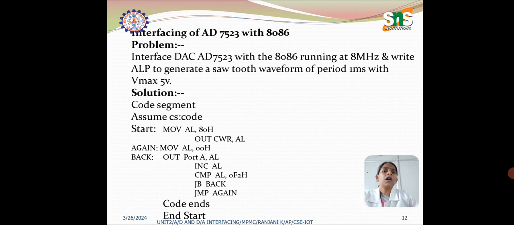Next is OUT CW, AL to write the control word to the 8255, and MOV AL, 00H is similar to that. You are initializing the accumulator, then back: OUT port A, AL. Here you are moving the accumulator value to port A. Next JB back. Next is JMP again, that is the jump and end of program.